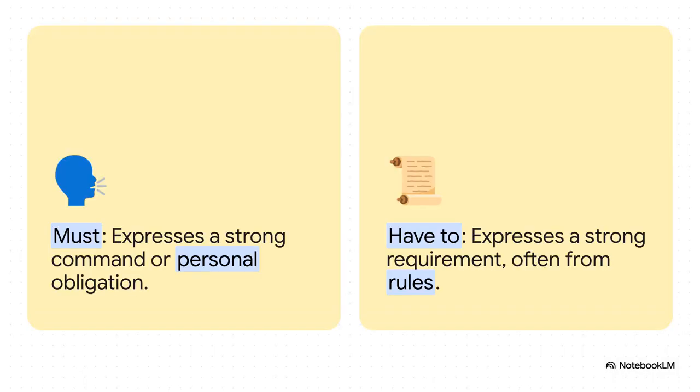Now, what if you're the one giving the orders? You have to tell someone to do something. There's a really important choice you have to make between must and have to. Must usually comes from you. It's about your personal authority or a strong belief. Have to, on the other hand, usually points to an outside force, like a rule, a law, or your company's policy.